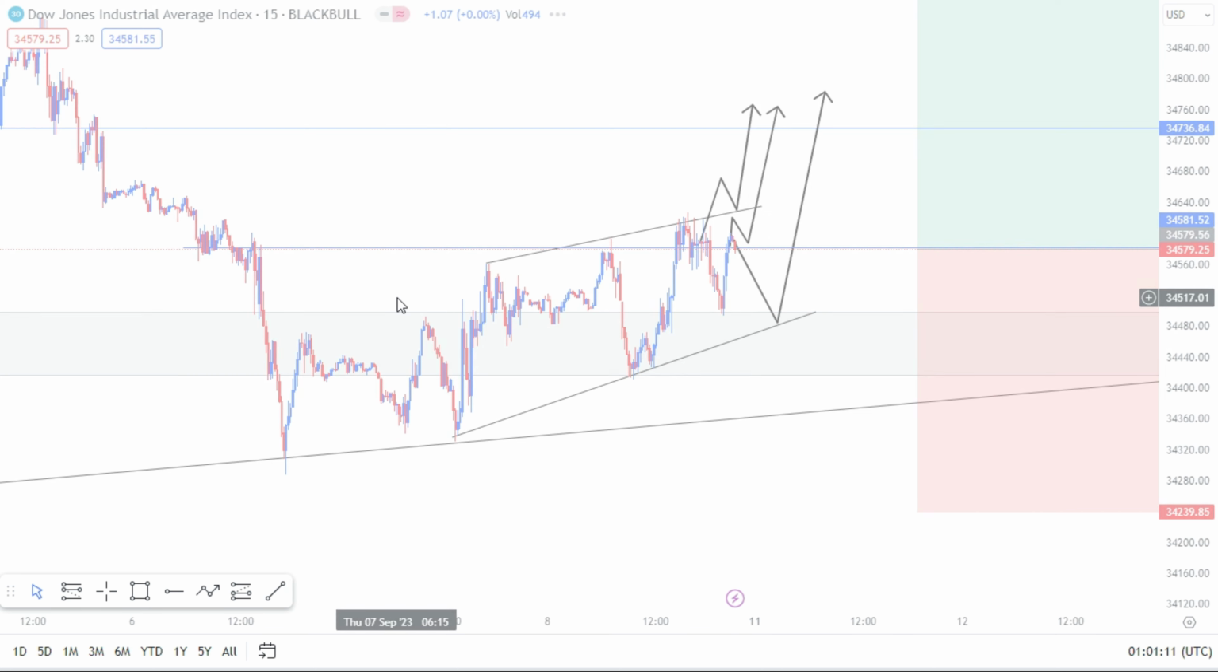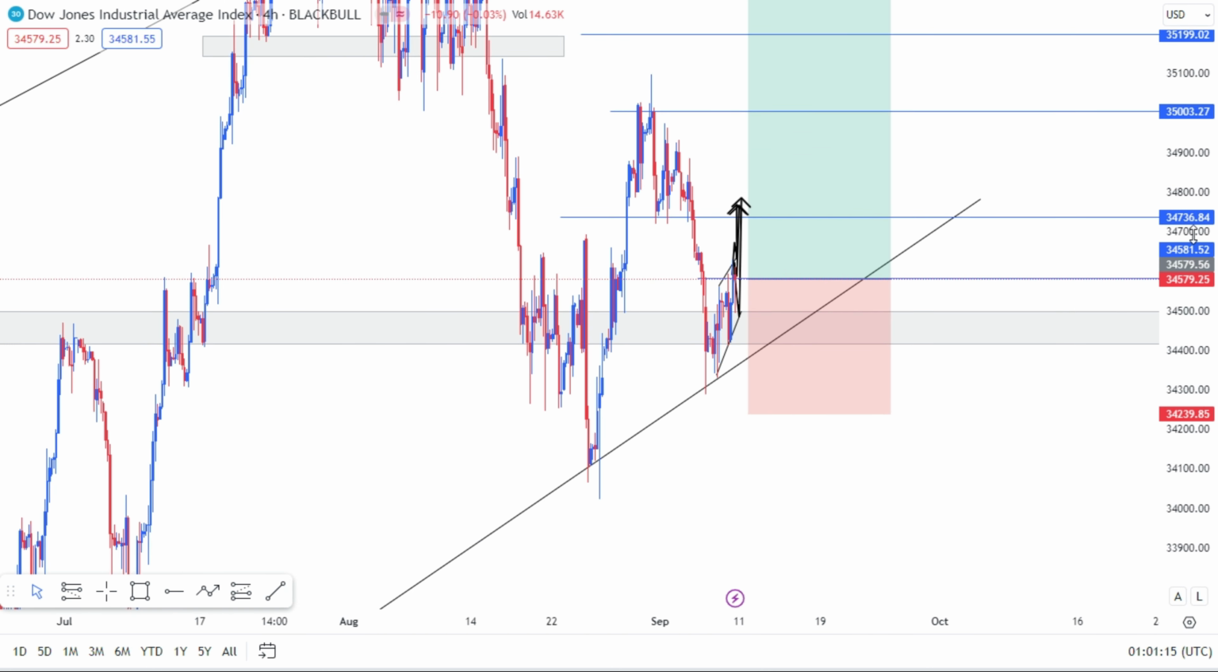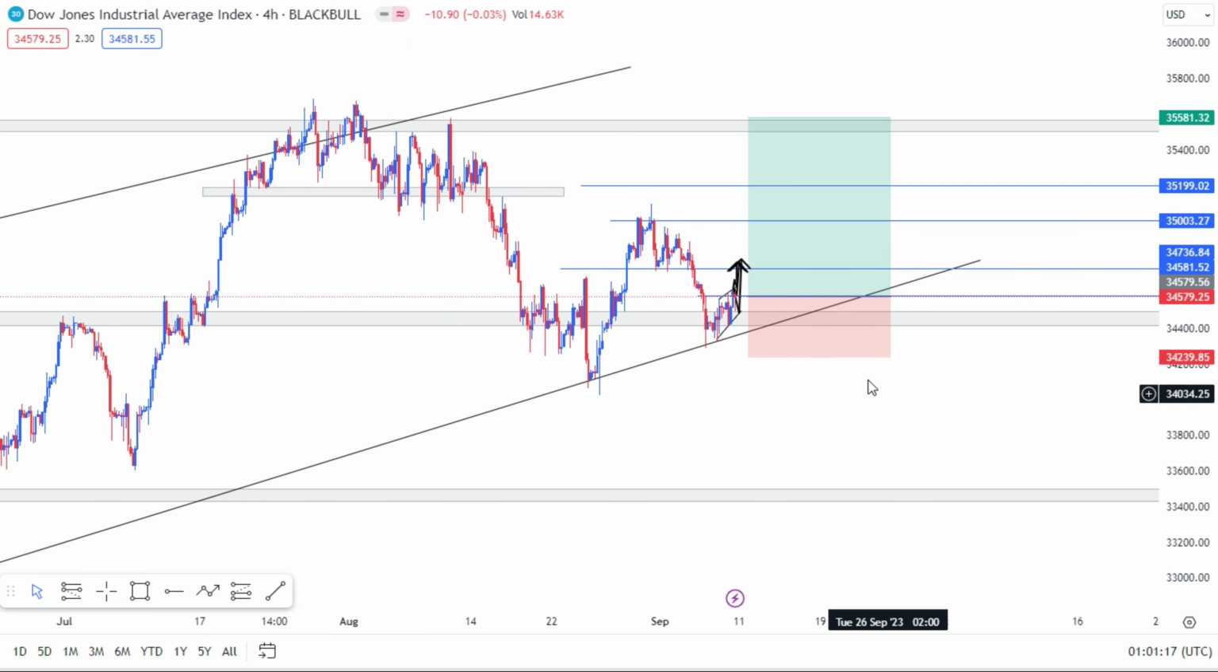But on an overall market view, we are looking for a straight bias from the US30. I just hope this is not any manipulation. So yeah, that'll be all from us.